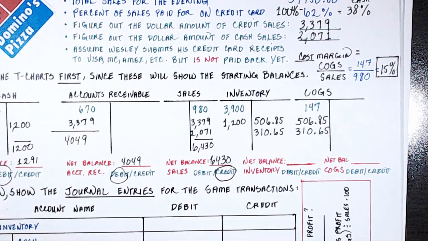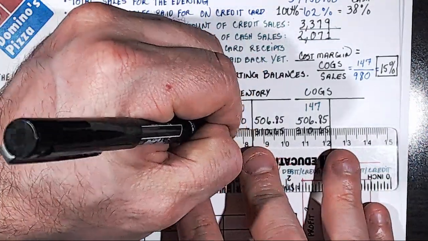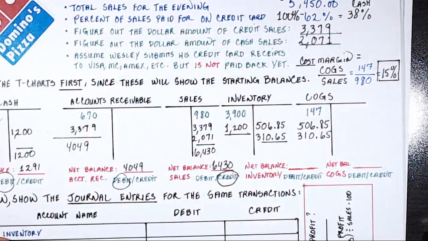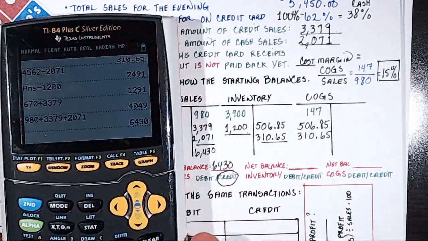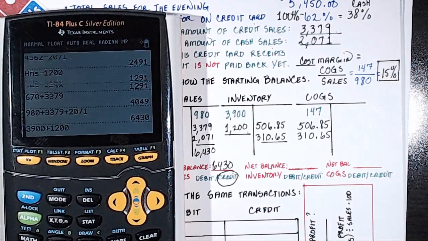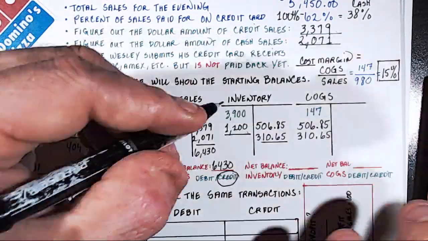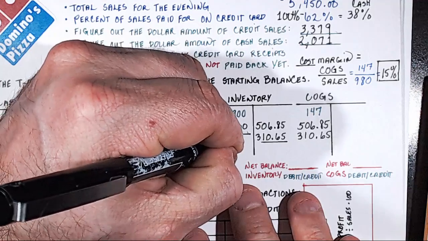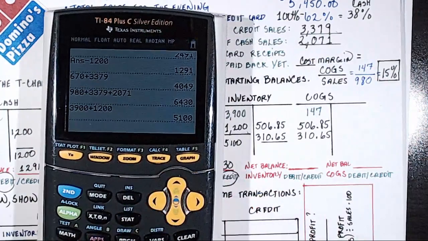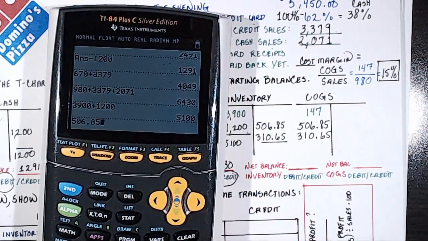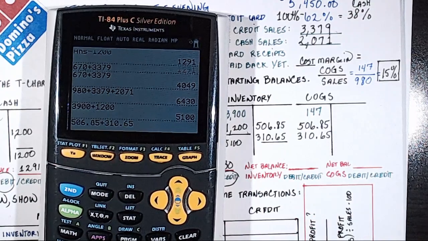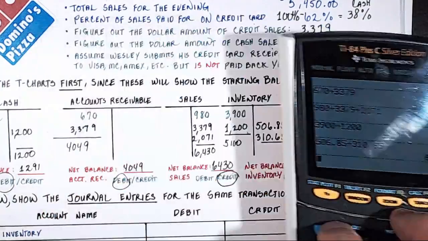Now inventory, we will have to net this out. So inventory debit balance, inventory credit balance. Let's figure it out. In the debit column of inventory, I've got 3,900 plus 1,200. That gives me 5,100. And in the credit side of things, I've got 506.85 plus 310.65. And that gives me $817.50.